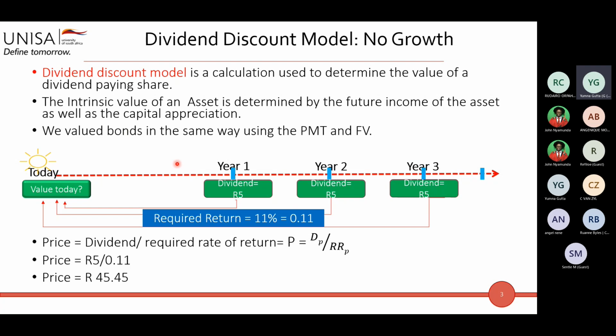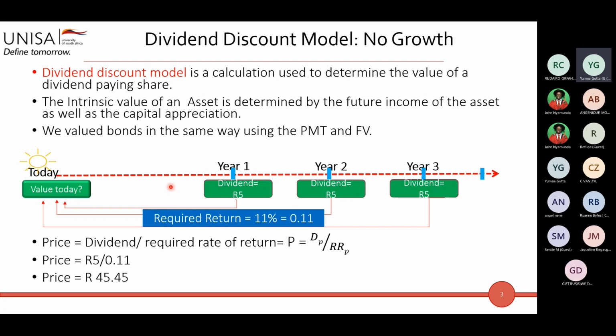Excuse me. Like I told you, we valued bonds in the same way. So I'd like to start off with a section which I didn't do in last week's lesson, which is a no growth model. A no growth model focuses on shares whose dividends do not grow, like a preference share. Basically the dividend is a percentage of the value of the share, but it will be given to you. But how do we value a no growth dividend share, right?